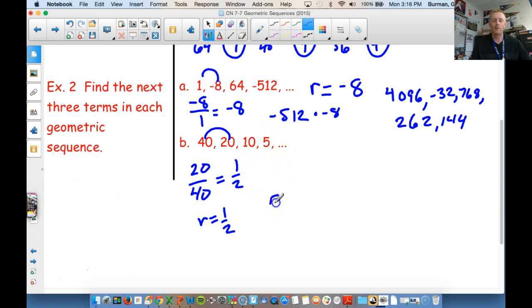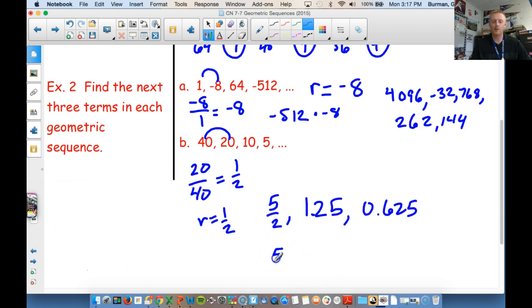Half of 5 is 5 over 2, or 2.5. 5 divided by 2, 2.5. And then divided by 2 again will be a 1.25. Keep it easy with decimals. Divided by 2 again, or multiplying it by 1/2, is a 0.625. So all these things are going to be a little bit easier for us to make this make sense.